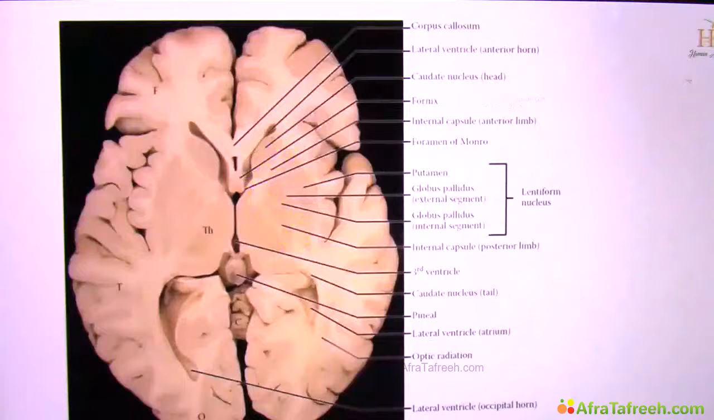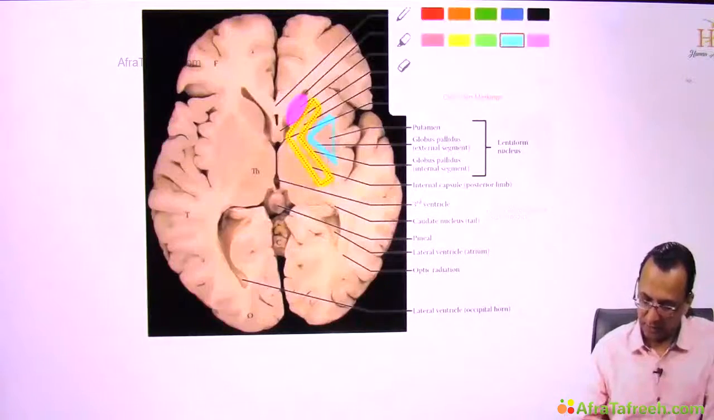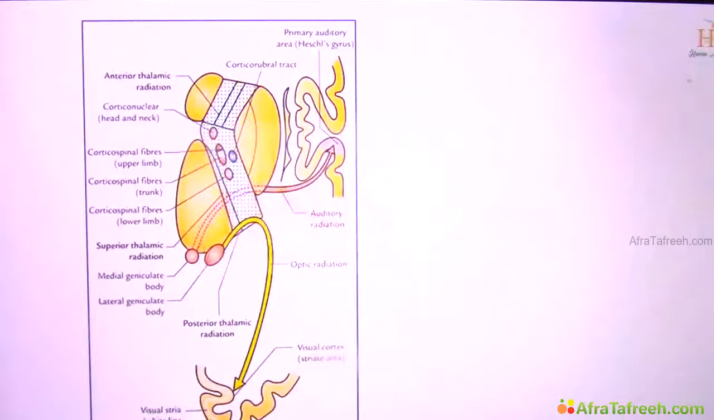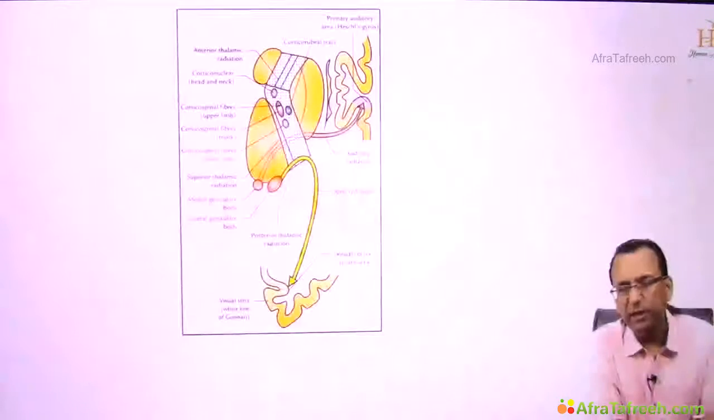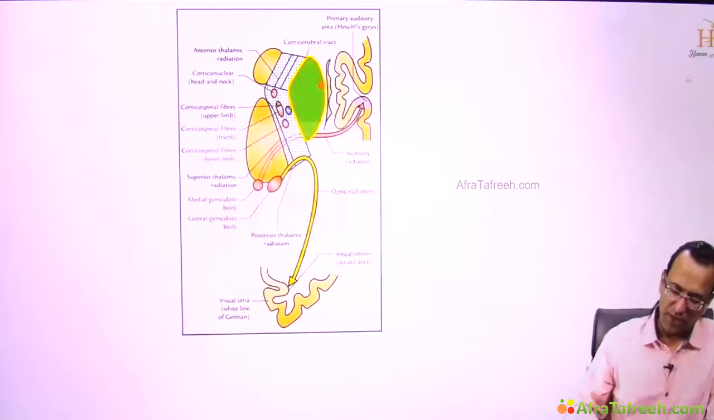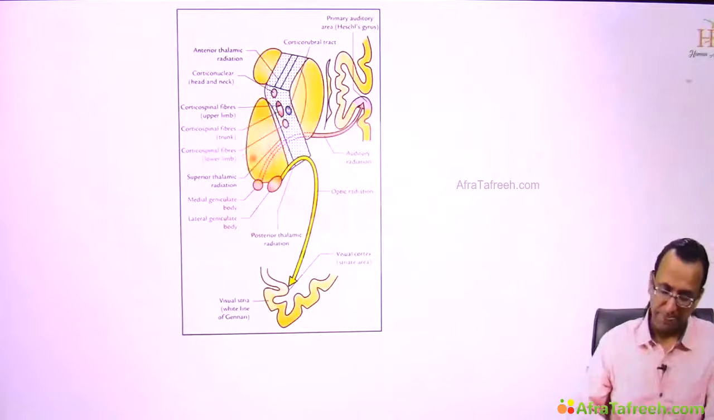This is the internal capsule you have seen already. There is one anterior limb which is sandwiched between the caudate more medially and the lentiform laterally, and the thalamus is more medial. And this is the diagram. This is a superior view of the right side of the brain, showing the anterior limb, the posterior limb, and the bend called the genu. You will see the lentiform nucleus lateral to the internal capsule, and the head of the caudate nucleus is medial, and also the thalamus is medial.